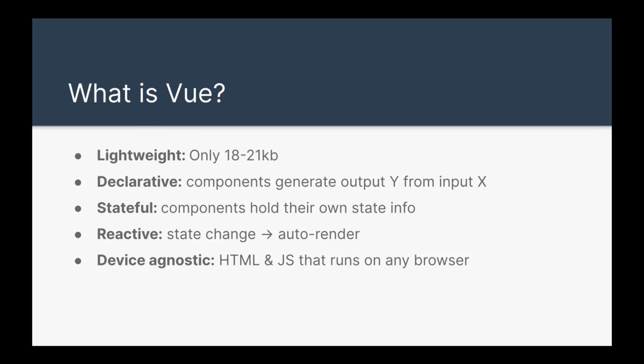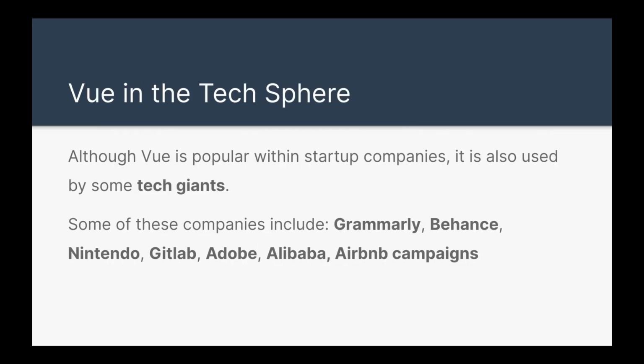And also is device agnostic, meaning that HTML and JavaScript that's present can run pretty much on any browser, and we'll look at compatibility at the end of the presentation. So moving on, let's talk about Vue in the tech industry. Although it's very popular within the startup companies, it's also used by some tech giants, and these tech giants include Grammarly, Behance, Nintendo, GitLab, Adobe, Alibaba, and even some Airbnb campaigns.